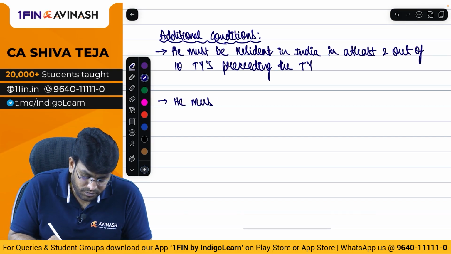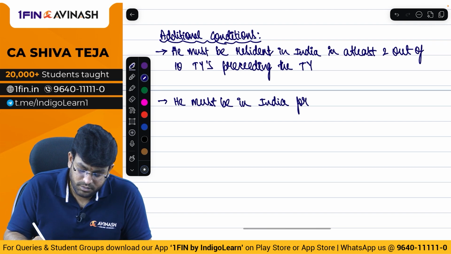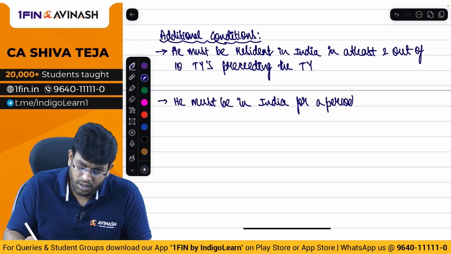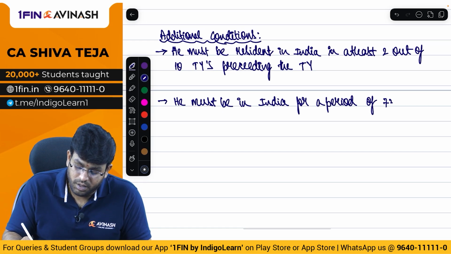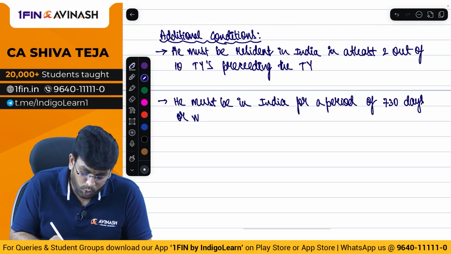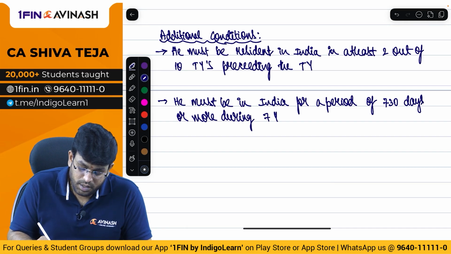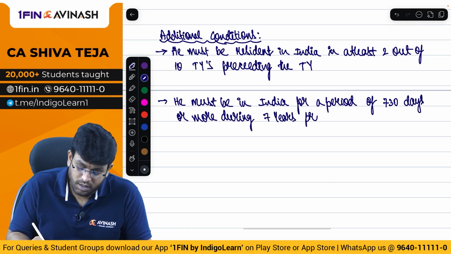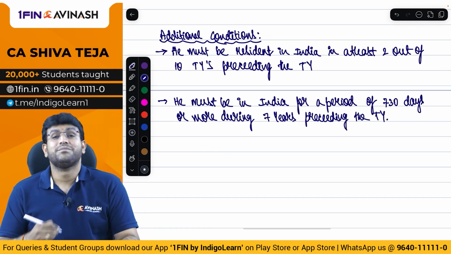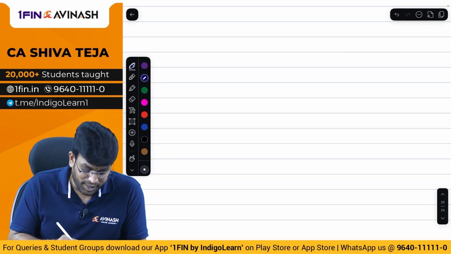Second, he must be in India for a period of 730 days or more during 7 years preceding the tax year. That means what you are trying to say is something like this. Listen very clearly, my dear friends.